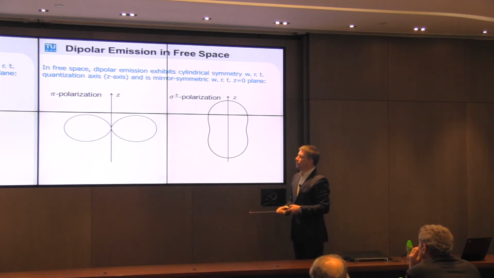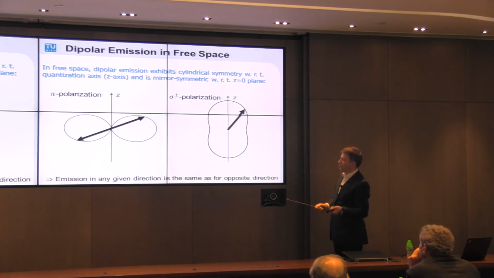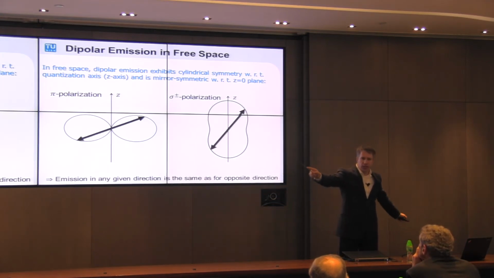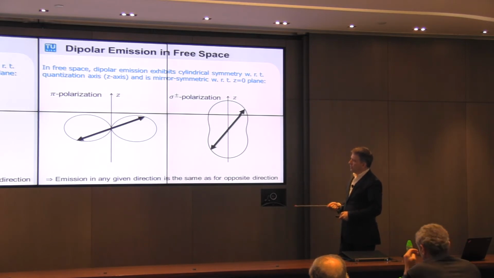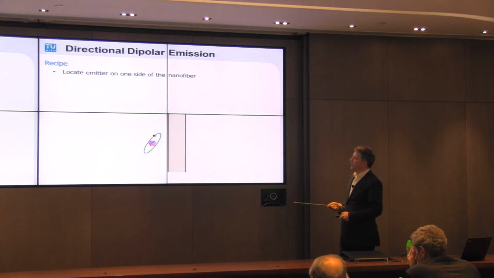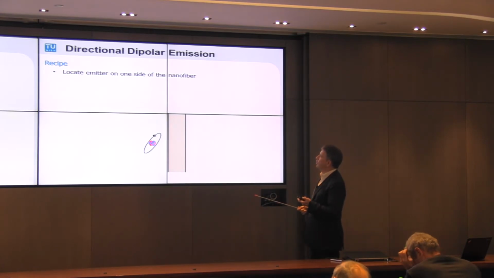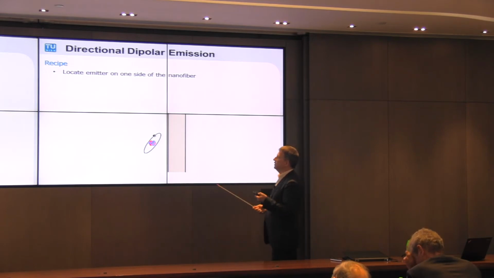And these two symmetries taken together imply that the emission in any given direction of space will always be the same as the emission in the opposite direction. However, if we now have such a dipolar emitter coupled to a light field that exhibits spin momentum locking, then we can break the symmetry and realize a directional dipolar emission. And the recipe is simple.